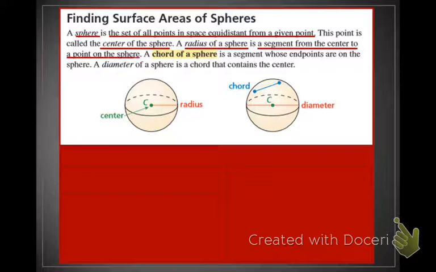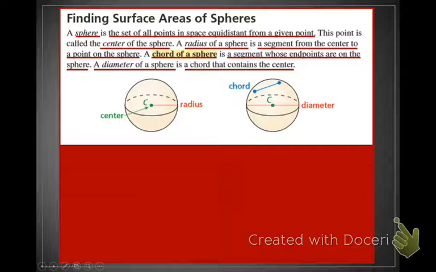A chord, just like a chord of a circle. A chord of a sphere is a segment whose endpoints are on the sphere. And of course there's a diameter. It's a chord that contains the center. Those are all words you've always used before, except now they deal with a sphere, a three-dimensional circle.